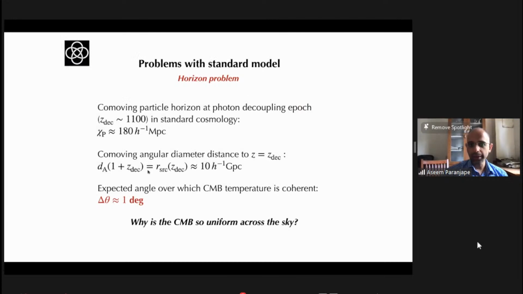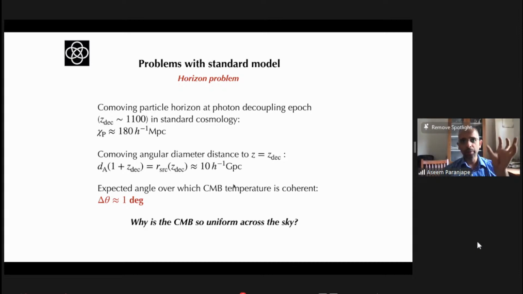So if I do this calculation in the same cosmology, starting from redshift 0 up to the photon decoupling epoch, the angular diameter distance turns out to be of the order of 10 gigaparsec. In fact, this number we have seen before also. It is very similar to the particle horizon from our vantage point. But this is now a different distance. It is the angular diameter distance. So if I take the ratio of these two, this gives me the expected angle over which a causally connected patch at the photon decoupling epoch would appear from my vantage point.